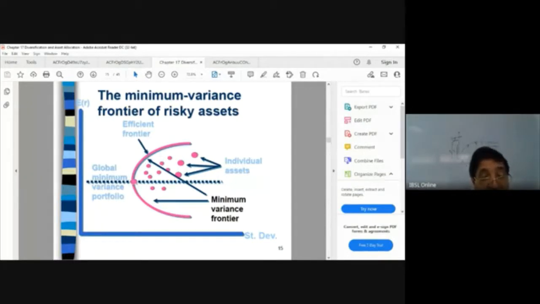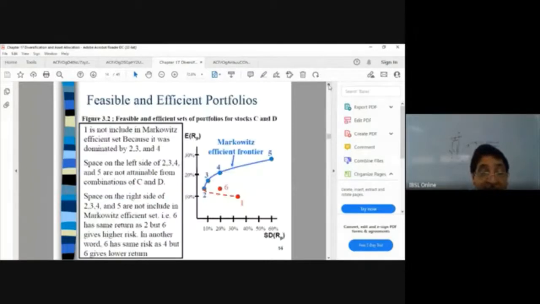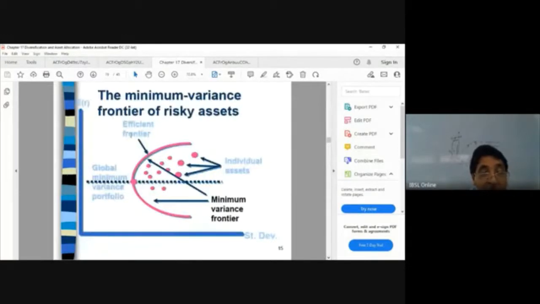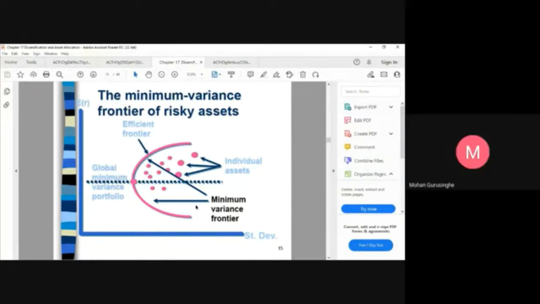You understand that? Because this is not the representation of the earlier one. The earlier one is where we have taken specific two assets, but here it is not. Here it is the global level portfolios taken. Now you understand? Yes, sir.